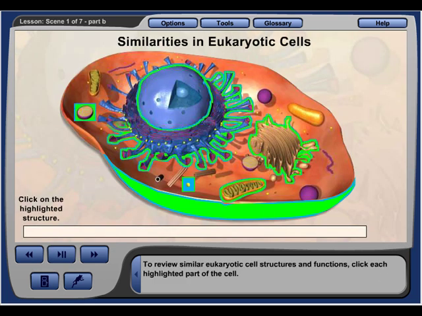To review similar eukaryotic cell structures and functions, click each highlighted part of the cell. When you are finished, click Continue to explore what makes eukaryotic cells different from one another.